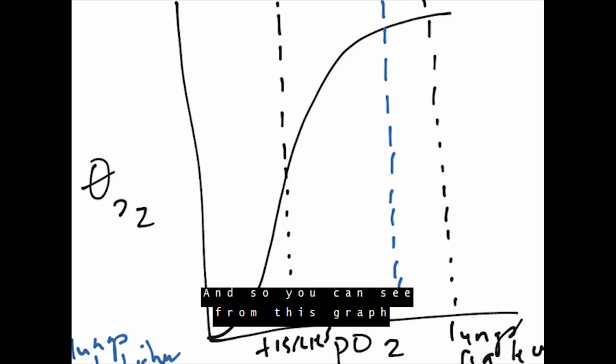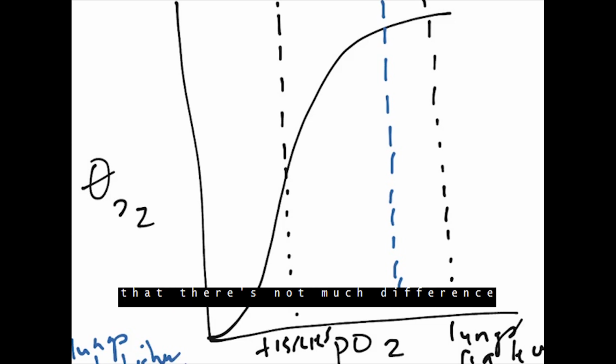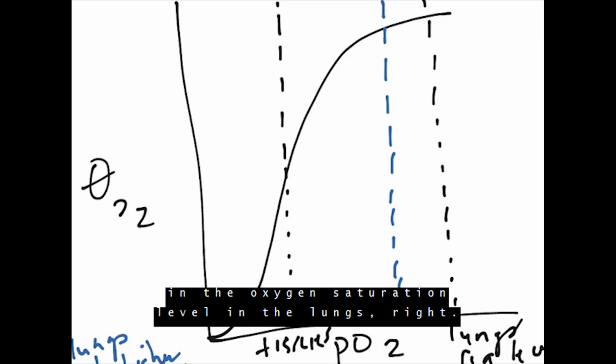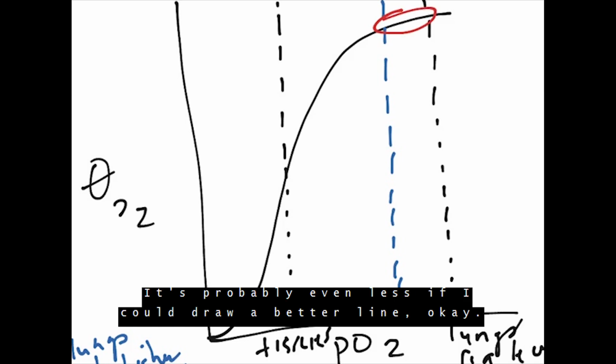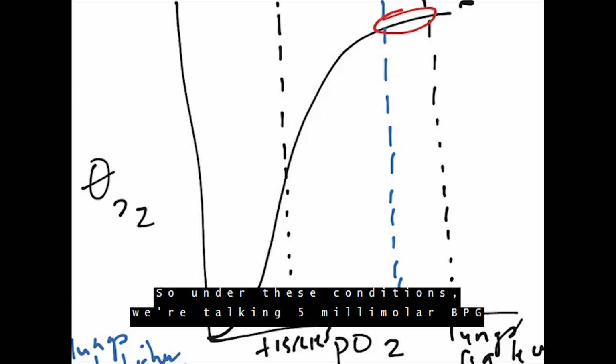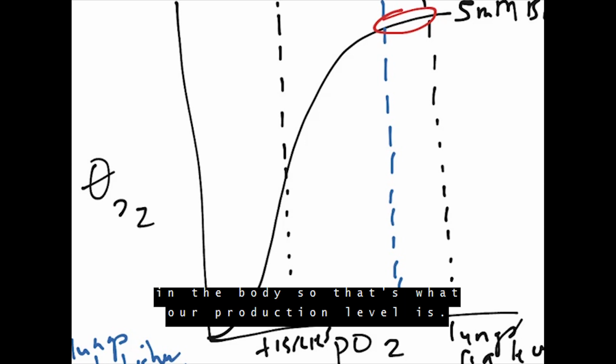And so you can see from this graph that there's not much difference in the oxygen saturation level in the lungs, right? So if you look up here, there's not much difference. Probably even less if I could draw a better line. Okay, so under these conditions, we're talking 5 millimolar BPG in the body. So that's what our production level is.